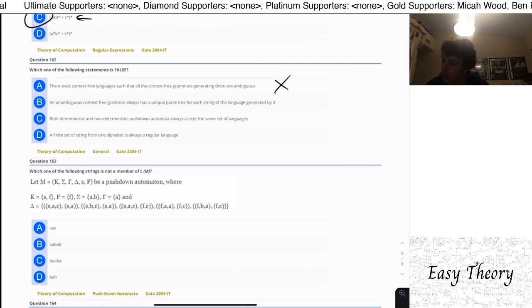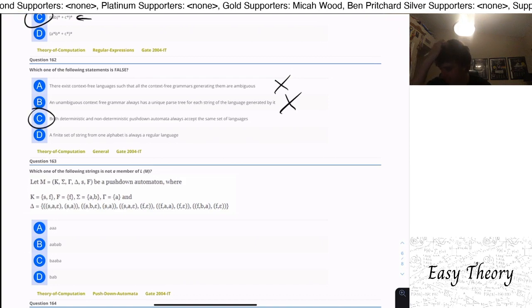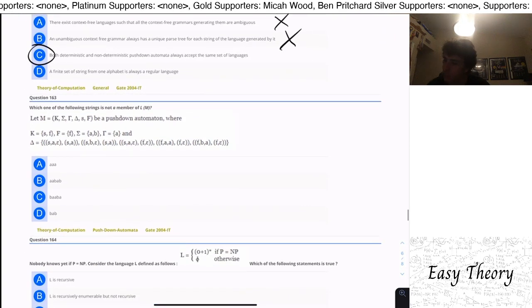Unambiguous CFG always has a unique parse tree for each string in the language generated by it. So that's true, but that's not the answer. Both, yeah. So that one's not the answer. We've seen that multiple times. God, I hate really formal notation because you can't visualize it.